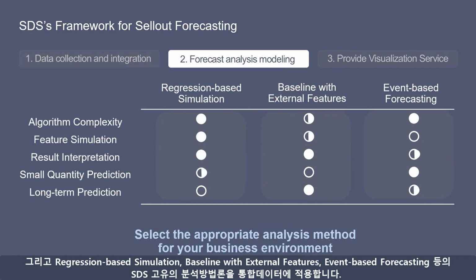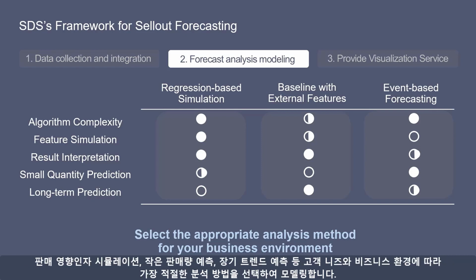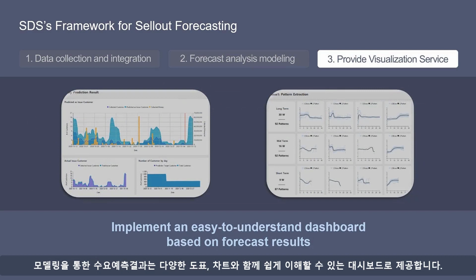Based on the integrated data, analysis methodologies such as regression-based simulation, baseline with external features, or event-based forecasting can be applied. We select and model the most appropriate analysis method according to customer needs and business environment, such as feature simulation, small quantity prediction, or long-term prediction. Sellout forecasting results through modeling are provided in an easy-to-understand dashboard along with various diagrams and charts.